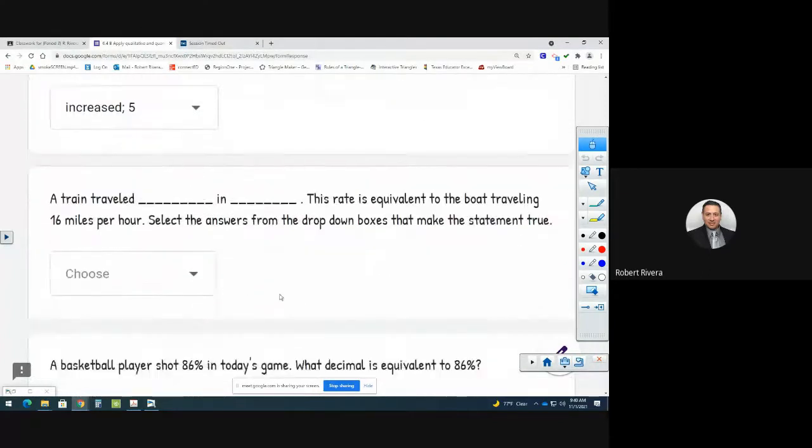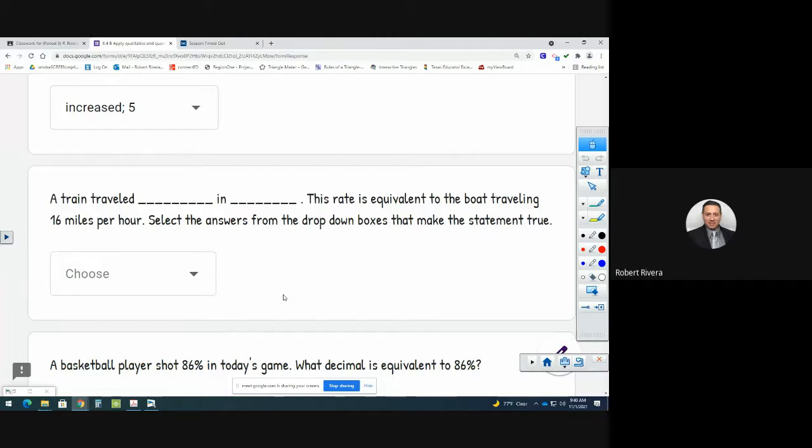Number 2, another drop down, right? Yes. So I'm going to have to figure that out, but first let me take care of the math. Number 2. It says a train travels blank in blank. This rate is equivalent to the boat traveling 60 miles per hour. Select the answer from the drop-down boxes and make the statement true.